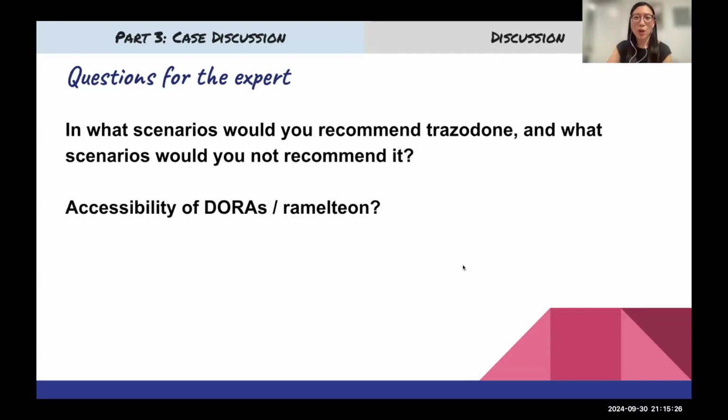That's really helpful to know. And I think it kind of changes our practice to not just reflexively prescribe trazodone whenever we hear insomnia, but really to think about what are the comorbidities and what are the risks, both from a fall standpoint as well as a cardiac standpoint for patients.